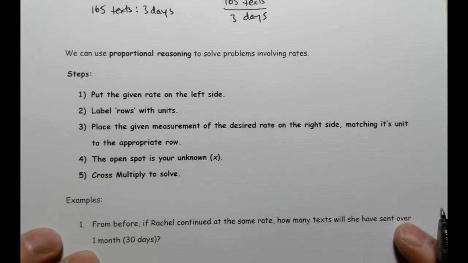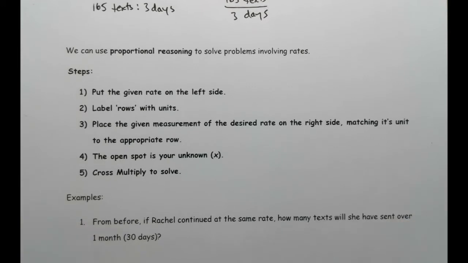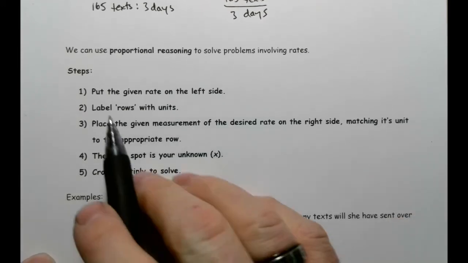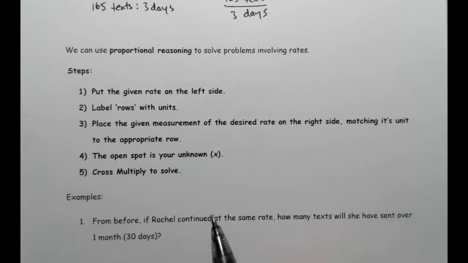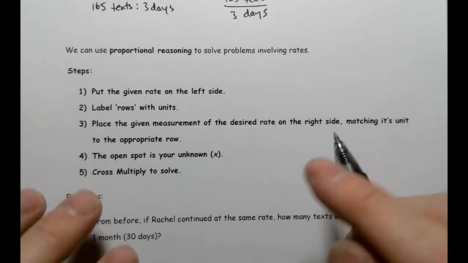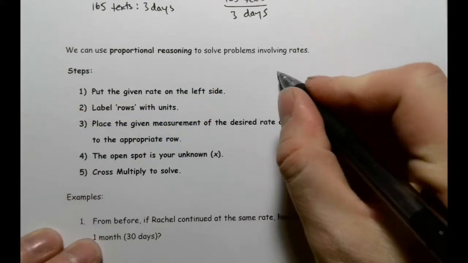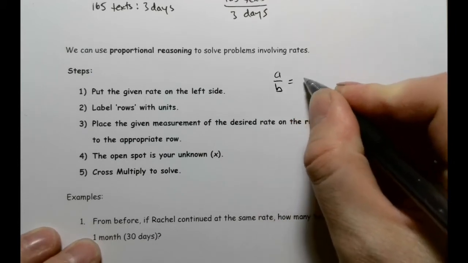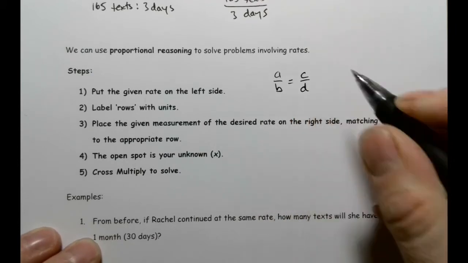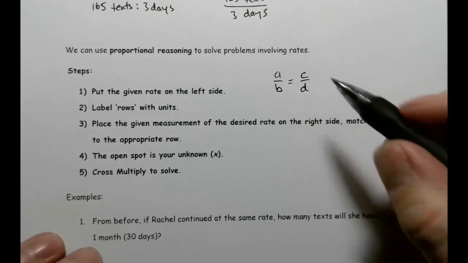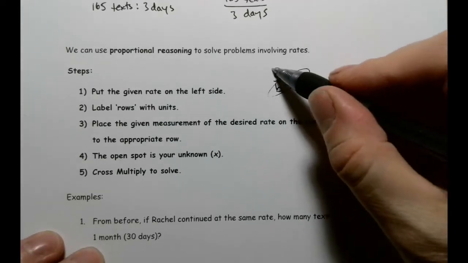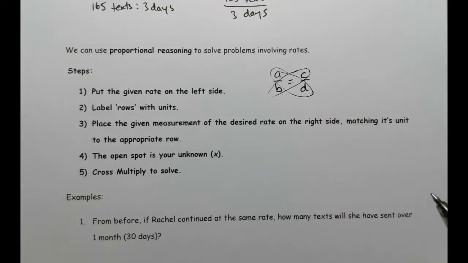Now, you can also use proportional reasoning to solve problems using rates, and people do this all the time. What we're going to do here is put the given rate on the left-hand side. Remember, we're setting up a proportion, and we've got that cross multiplication tool. So this is going to be the thing that we know.